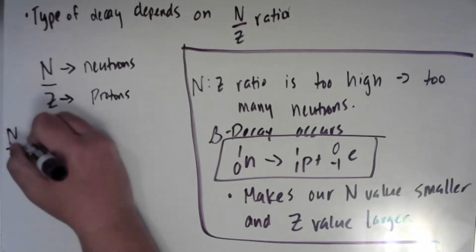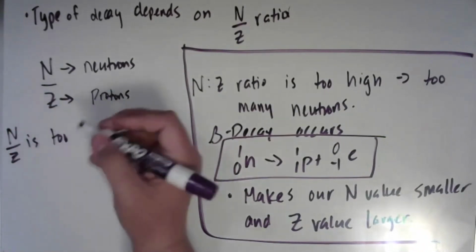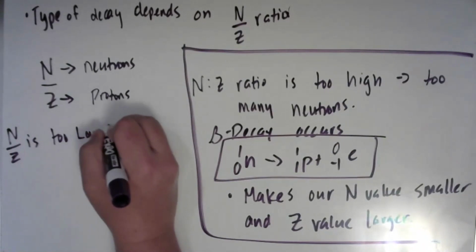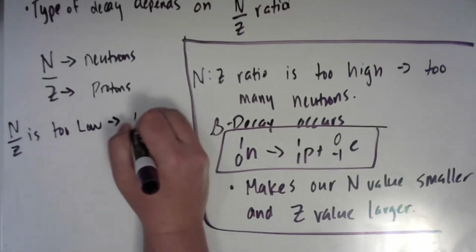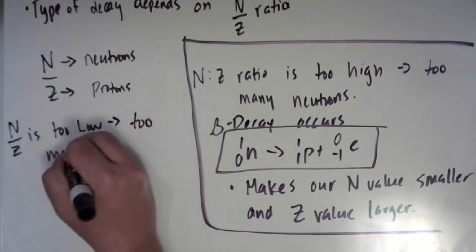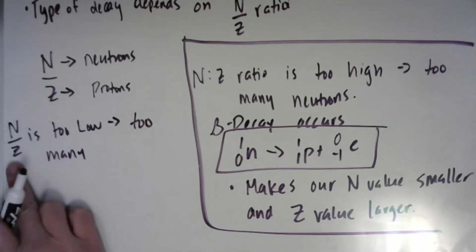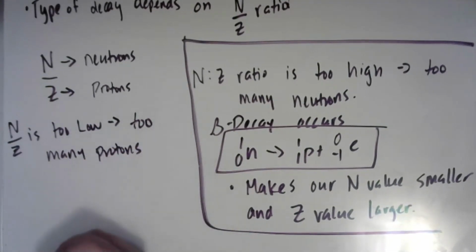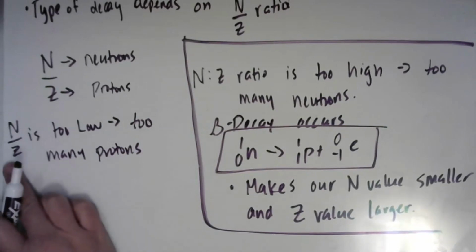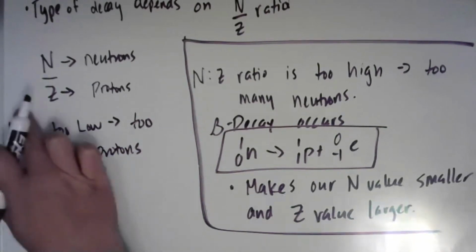If our N to Z ratio is too low, we have the opposite problem. We have too many protons, right? Our Z value is too big. How can we fix this problem? We're going to have to figure out how to convert our protons into neutrons.